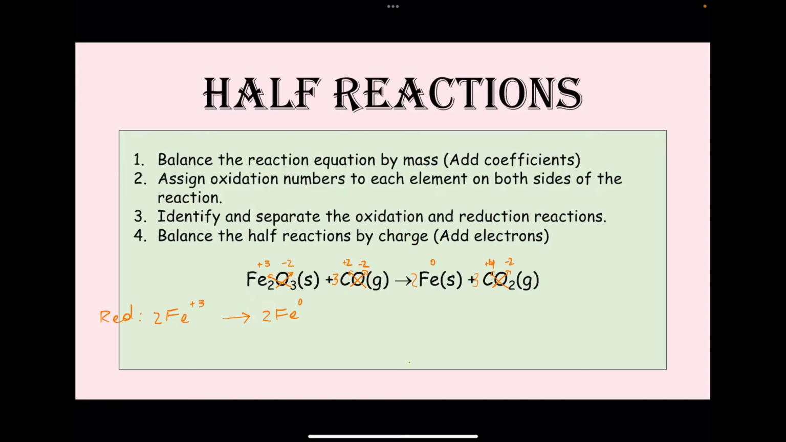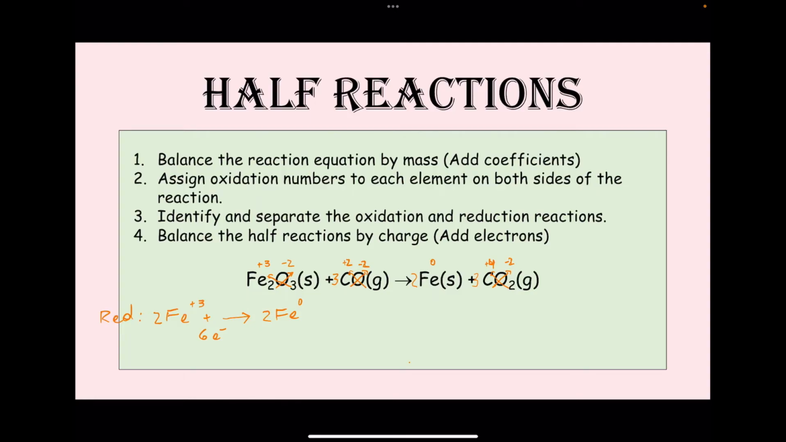So that means iron is gaining electrons. If it is gaining electrons, we're going to have to write our electrons on the reactant side. But how many? Remember that one iron atom is going from +3 to 0, so that means it's gaining 3 electrons. But if you have 2 iron atoms, they are going to be gaining 6 electrons. Okay, so this was your reduction half reaction.